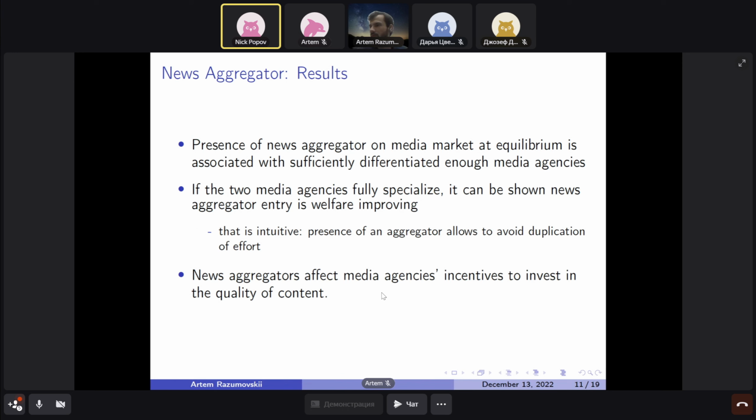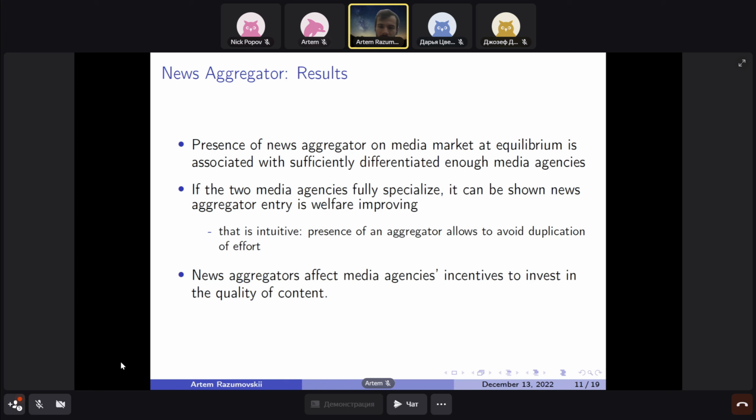It's obvious that if agencies are highly differentiated, they don't have, for example, common topics, so they don't actually have to worry about business stealing, right? Yeah, so it's kind of made decision. So you're asking about duplication of effort? Yes. So if you have an aggregator, this means that you have kind of maximum differentiation.